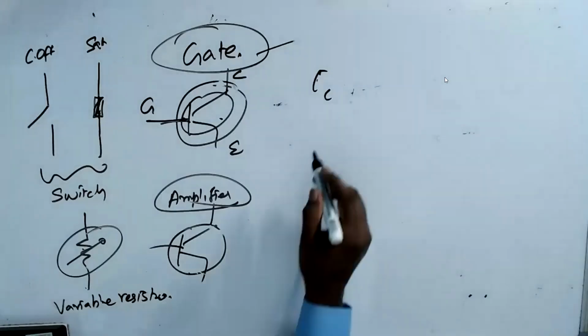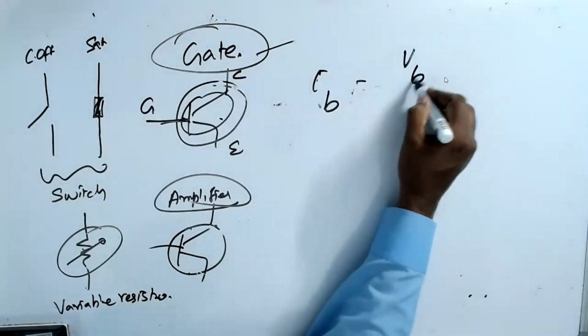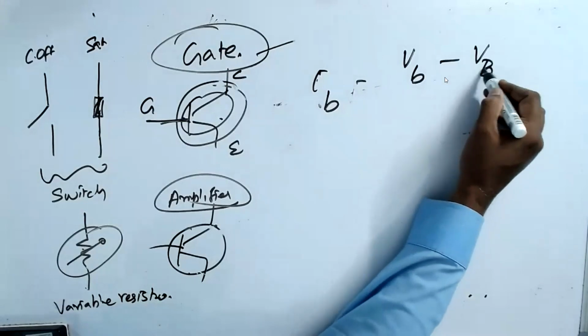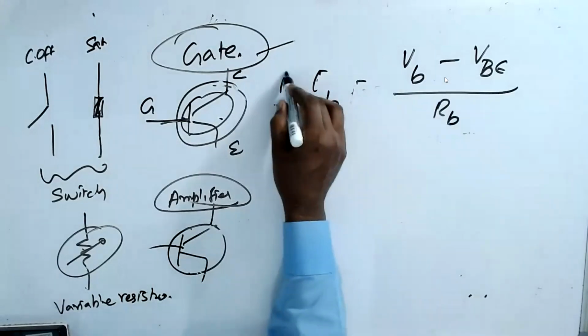It's all very simple if you know the formula, IC is equal to beta into IB. There are two things you have to remember. You have to remember these 4 steps. I'll share the board. The 4 steps you have to remember, then you will do wonders. Step 1: IB is equal to VB minus VBE divided by RB.